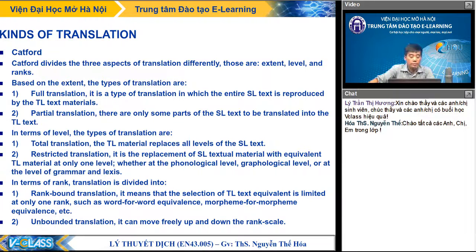In terms of level, the types of translation are total translation and restricted translation. Restricted translation is the replacement of the source language textual material with equivalent target language material at only one level. In terms of rank, translation is divided into rank-bound translation and unbounded translation. Unbounded translation means it can move freely up and down in the rank scale.